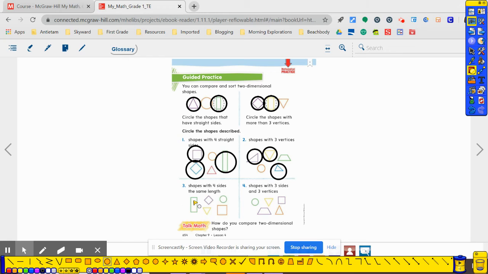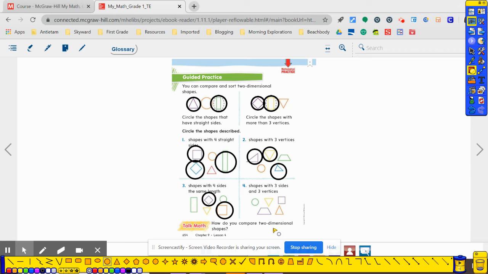Okay, let's see. I see my rectangle first, and it has 4 sides. It does, but it does not have 4 sides that are the same length. 2 are short and 2 are long, so I can't circle that one. Next, I see the square turned on its side. That does have 4 sides the same length. Circles have 0 sides. I see another square here I can circle, and no triangle. So just those 2 for that one.